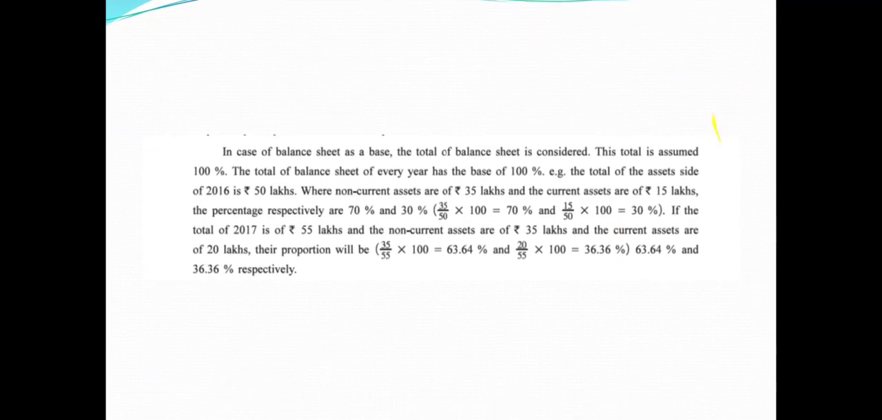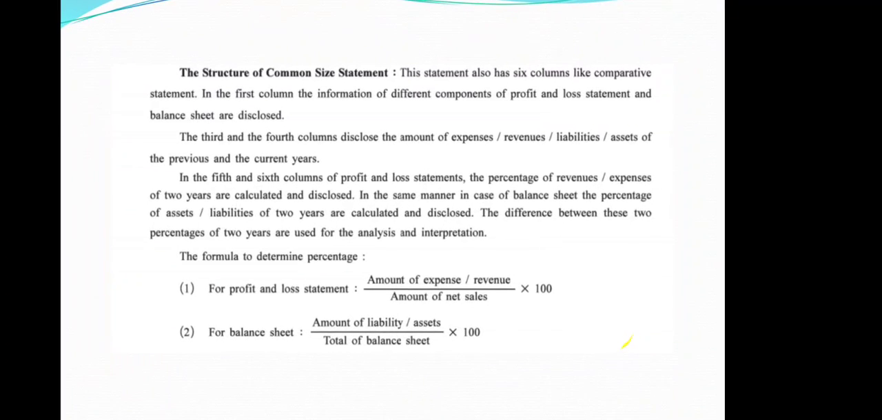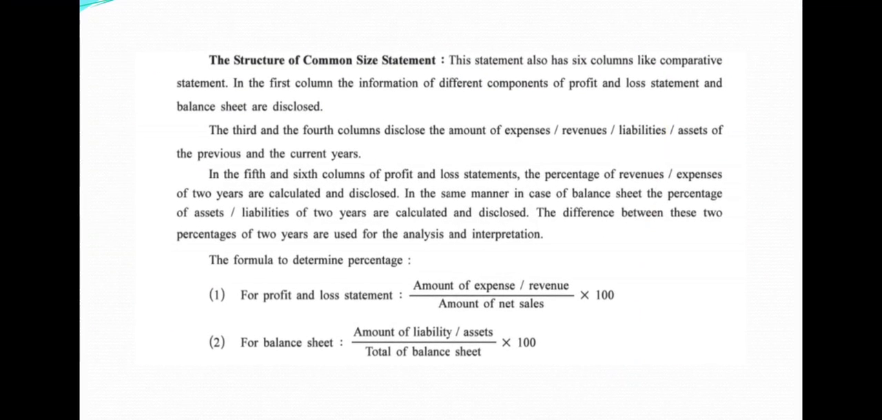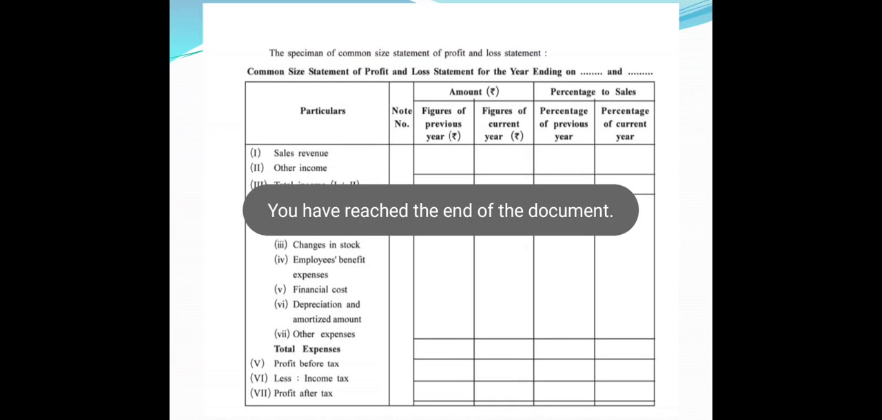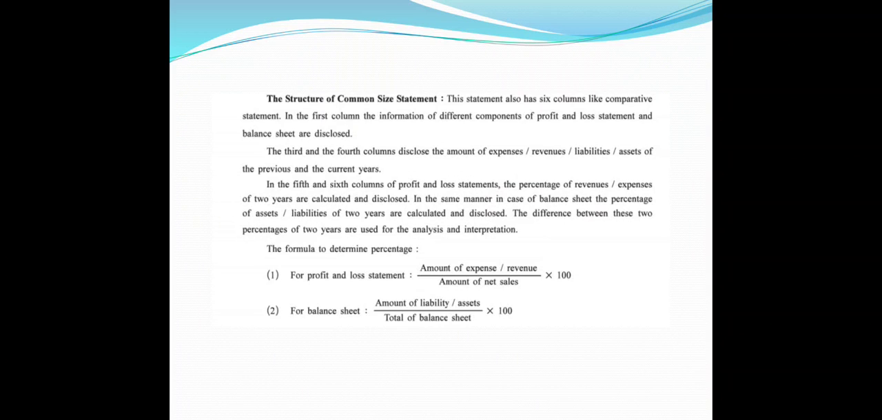We will learn more about it in practical sums when we do numbers 11, 12, 13, 14. Let us talk about the structure of common size statement. This statement also has 6 columns like a comparative statement.